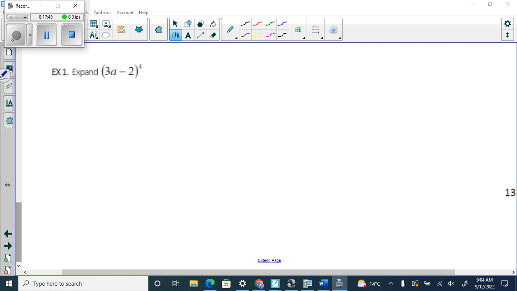Well, this is to the 4. So we're going to cross the 4 out and actually write it out 4 times, which is kind of crazy. It's the only time we're ever doing this, just so you know, the long route. So we're going to go 3a minus 2 to the 4, because we rewrite our question, and it's going to equal 3a minus 2 times 3a minus 2 times 3a minus 2 times 3a minus 2.